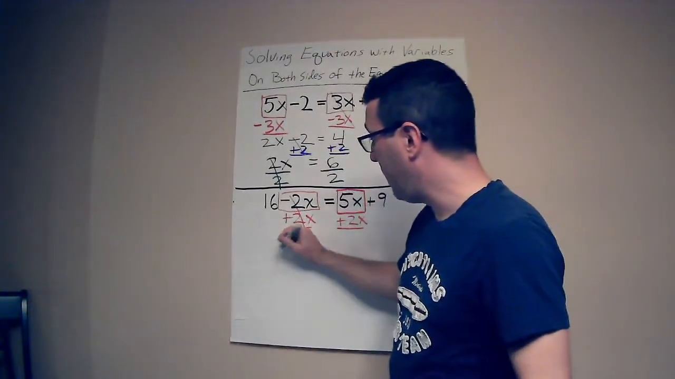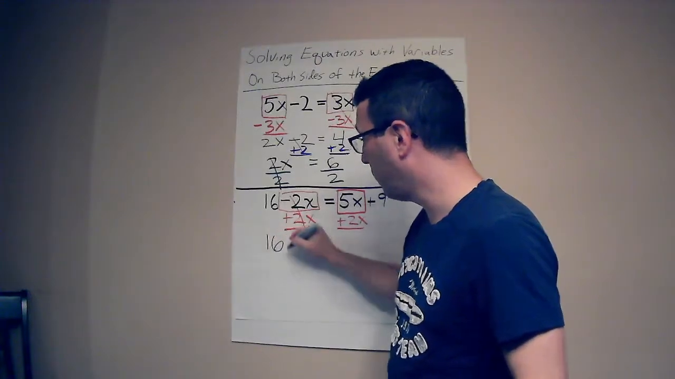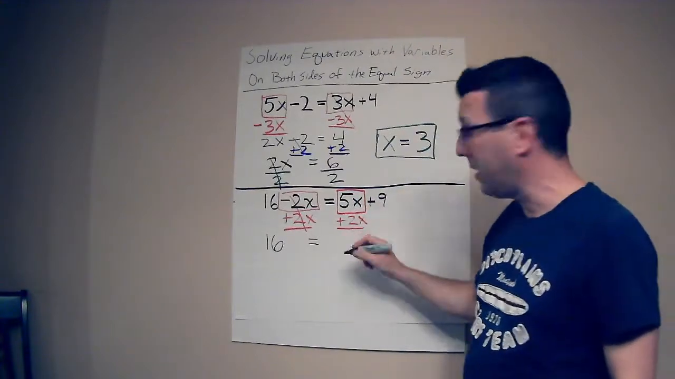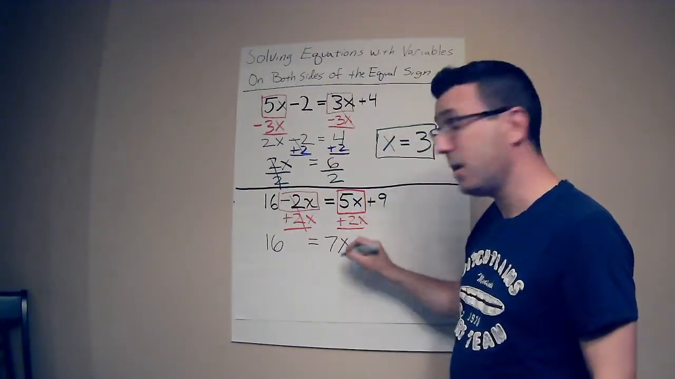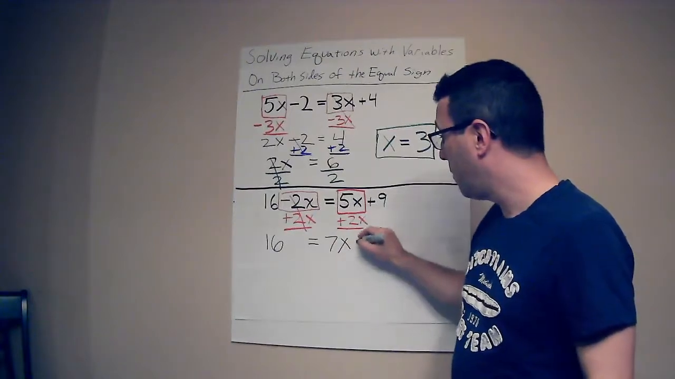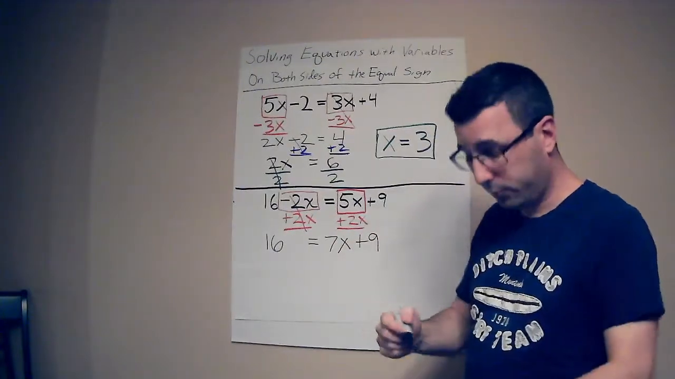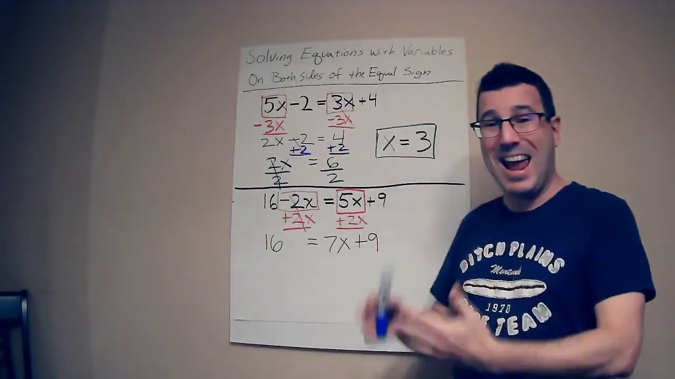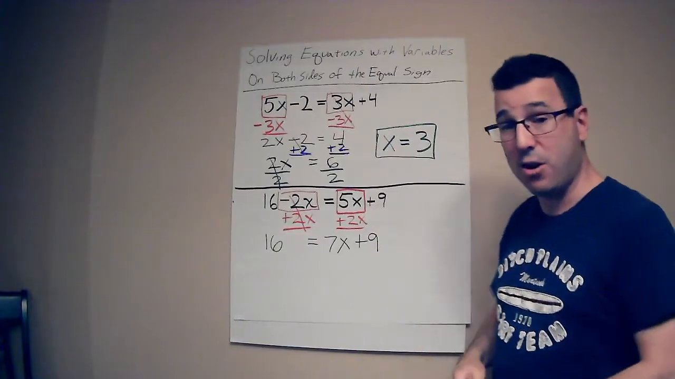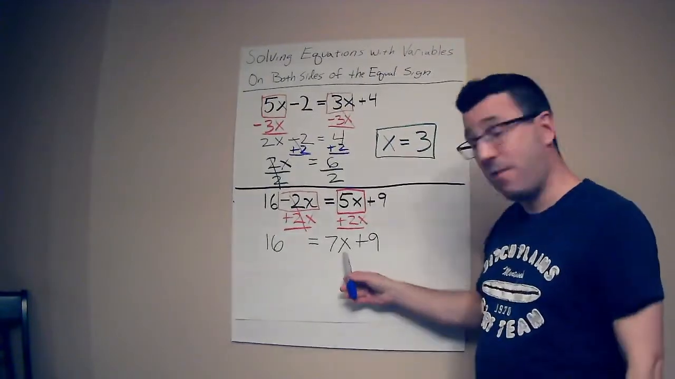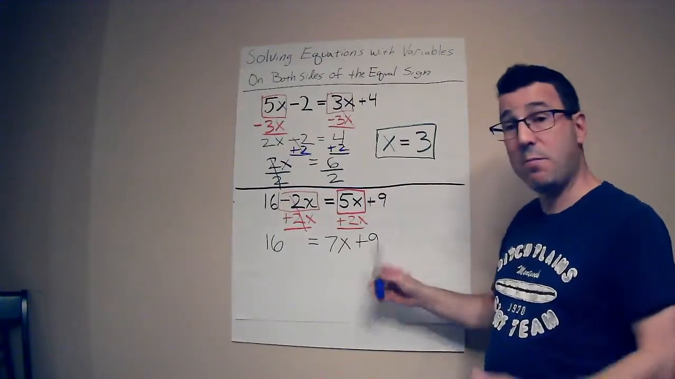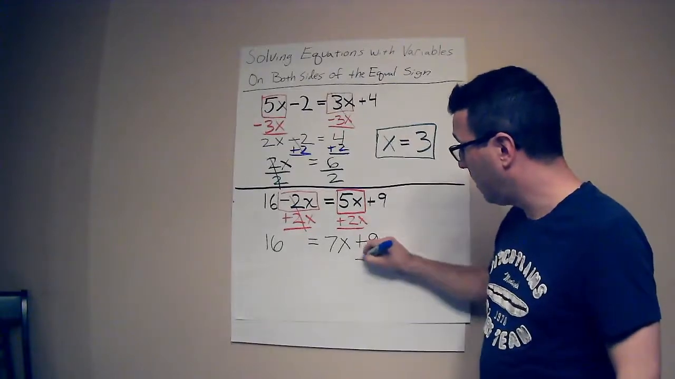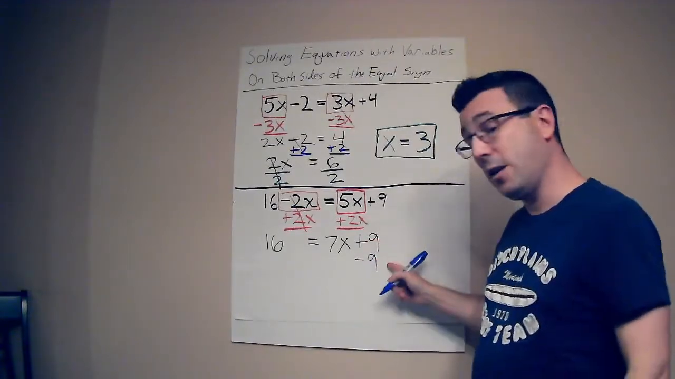And all we have left is 16 on the left-hand side. On the right-hand side, 5x plus 2x gives me a 7x, 5 plus 2, plus 9. Again, we need to move any adding or subtracting that's on the same side as the variable away. Our variable is now on the right-hand side, so that plus 9 has to go away. Opposite of a plus 9, minus 9. I do it underneath the 9.